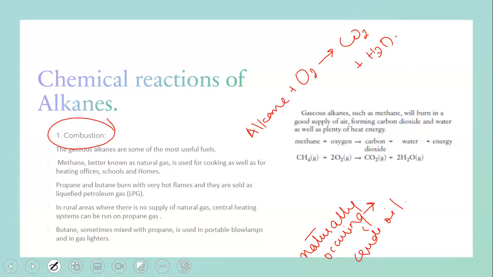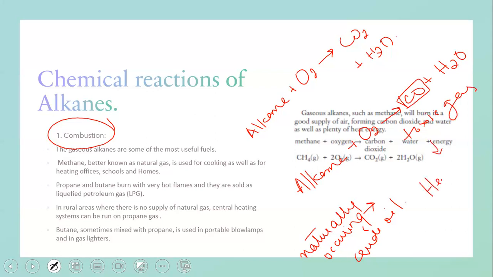If you have enough oxygen, you will have complete combustion. If you do not have enough oxygen, you will have incomplete combustion. In incomplete combustion, what do we get? Carbon monoxide plus water. Carbon monoxide is a toxic gas. How is it toxic? It binds permanently to hemoglobin. So oxygen cannot be transported inside the body, because the hemoglobin will bind to carbon monoxide. So how is oxygen going to be transported?